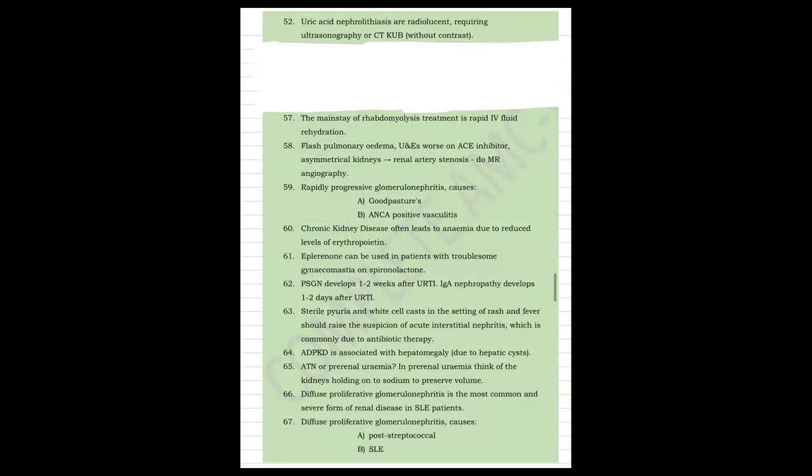Uric acid, we know, is radiolucent and can't be seen in X-ray, so we'll go for ultrasound or NCCT KUB. Rhabdomyolysis, IV fluids rapidly, we discussed. Flash pulmonary edema was on ACE inhibitor. If the patient had urea and electrolytes worsen on ACE inhibitors, and the shortness of breath is due to renal artery stenosis, you should go for MR angiography after doing US Doppler.